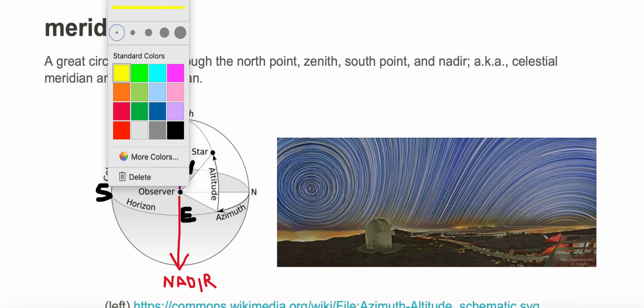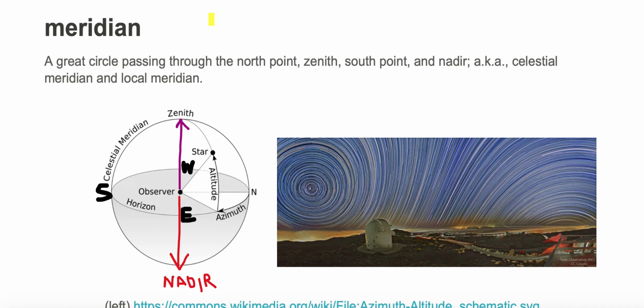So how do we find this meridian? The meridian is going to be this great circle in the sky, going from the north point, up through zenith, down through the south point, through nadir, and back around to the north point. Now let's translate that to this diagram and image on the right.